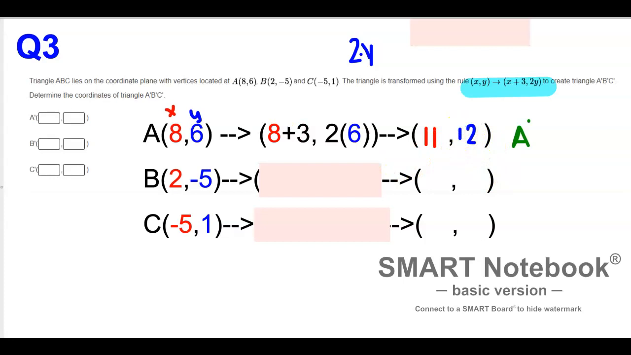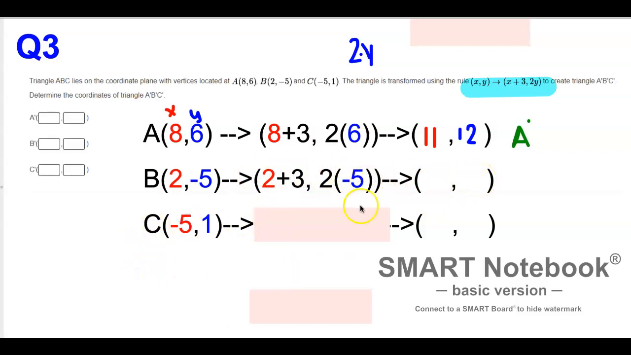So then you're going to go through and do the same thing for point B and point C. So for B, you're substituting 2 in for x, -5 in for y. You're applying the rule and simplifying. So you have to do 2 plus 3 to find the new x coordinate. You have to do 2 times -5 to find the new y coordinate.